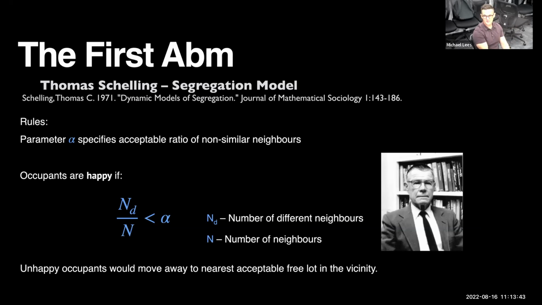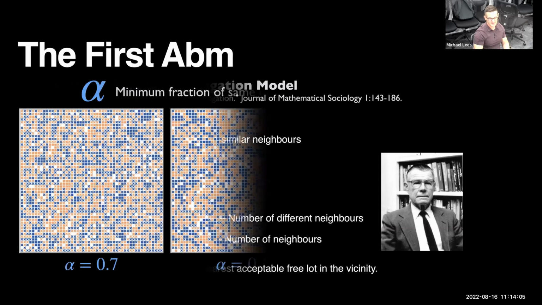So the question is, what level of alpha do you need in order to get segregation? The first thing he assumed was that this alpha should be reasonably high, that it should require a certain level of preference to cause a system to segregate. Then he did this by hand. We won't do it by hand; we'll do it in a simulation. And he looked at different levels of alpha.